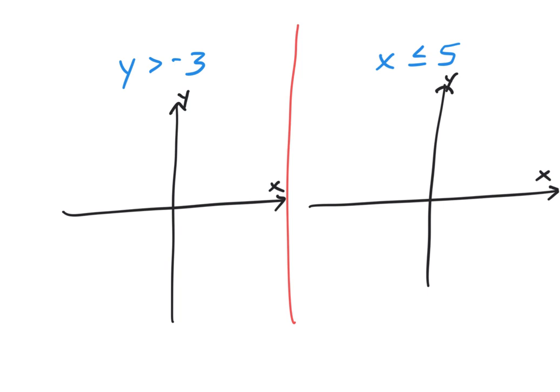Y is greater than negative 3. So that means my line is only going to cross the y-axis at -3. And so what's going to happen here, it's going to go down 3. Okay, once again, solid line versus dashed line. This would be a dashed line.